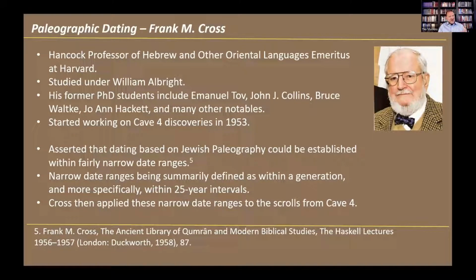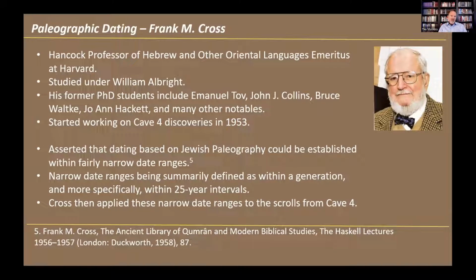And he did assert that dating based on Jewish paleography had become more of an established science at this point, and that because of that, we could date manuscripts and inscriptions within fairly narrow date ranges. And he defined these date ranges in summary fashion. I would define them as within a generation. That's kind of the terms that he used. And more specifically, within 25-year intervals.